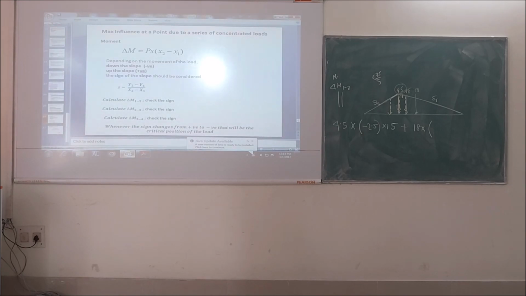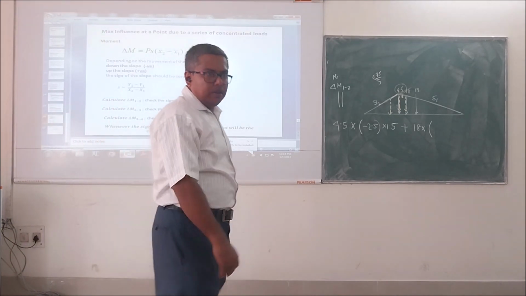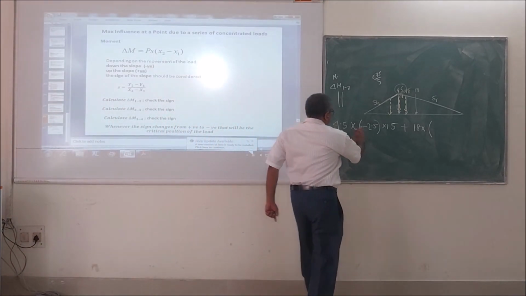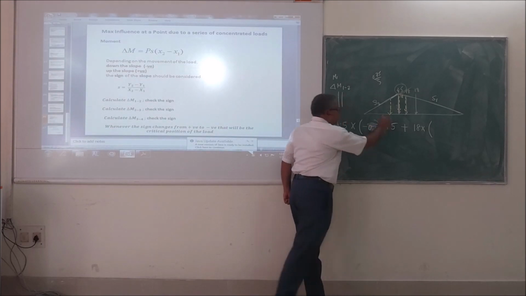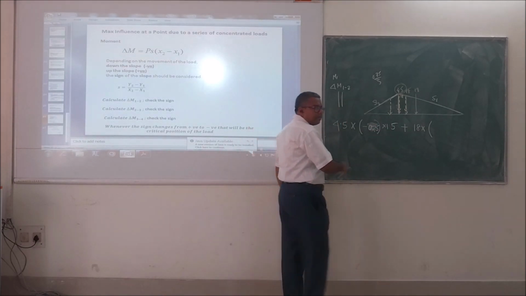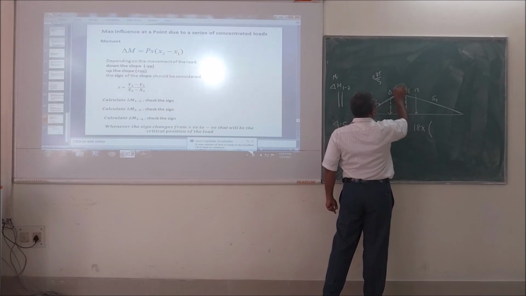Influence line is constructed for 1 unit, right? If it is for a 10 kilonewton load, then you have to reduce it again. So that is why I think your moment value has come a little bit more. It will not be 2.5, it is 0.25, right? How is it coming? This ordinate will be 0.75.